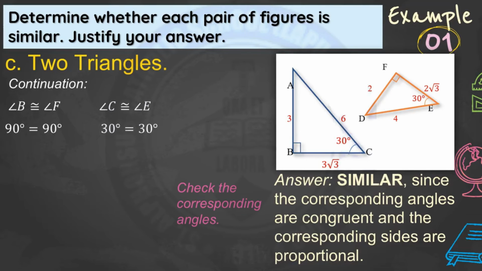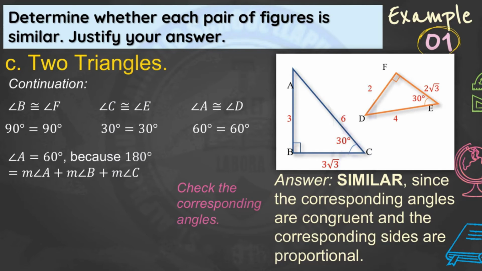Then for angle C, that is also congruent to angle E. So angle C, which measures 30 degrees based on the given figure, and also angle E. So the two angles are congruent. And lastly, for angle A, which is congruent to angle D, that is equal to 60 degrees.